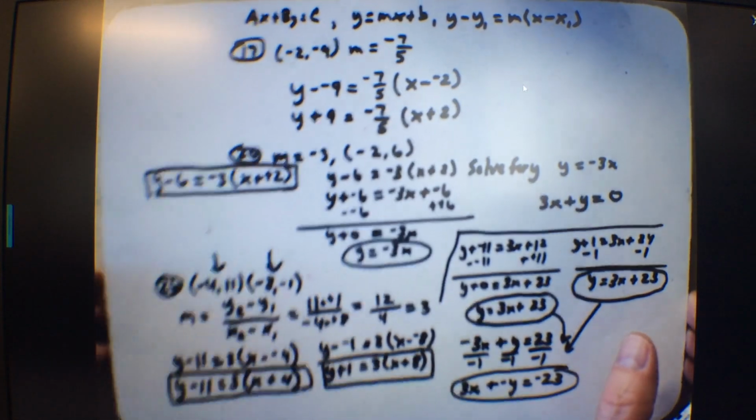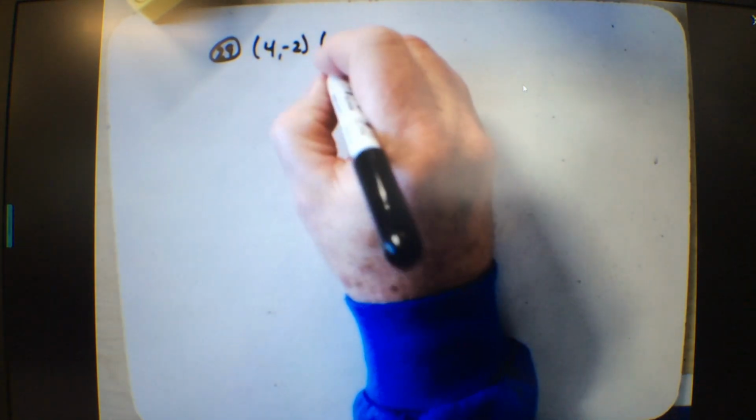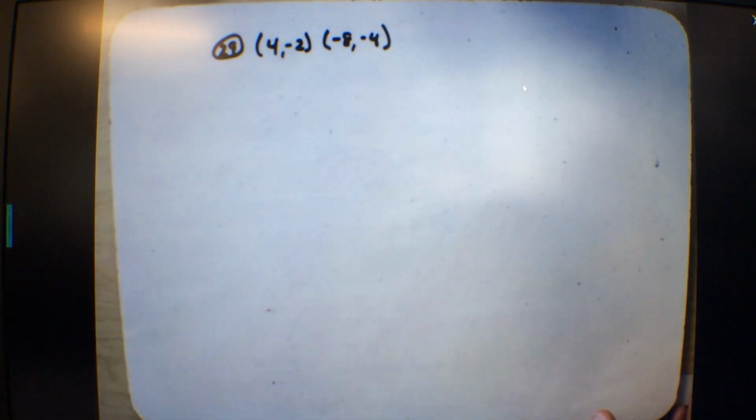Let's take a look here at number 29. I'll just start again. I just want to ask you some questions. Here are the two points, right? What do I do first? Ryan, what do I do first? It's the same directions, but what do I have to do first? Find the slope.